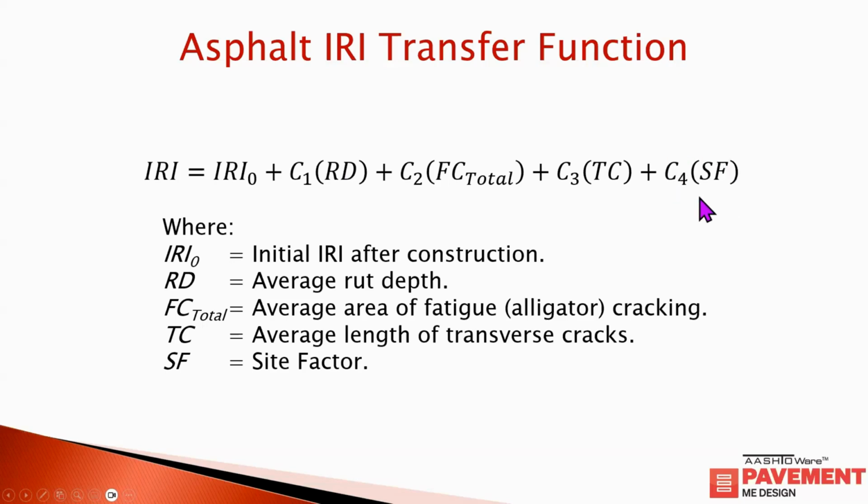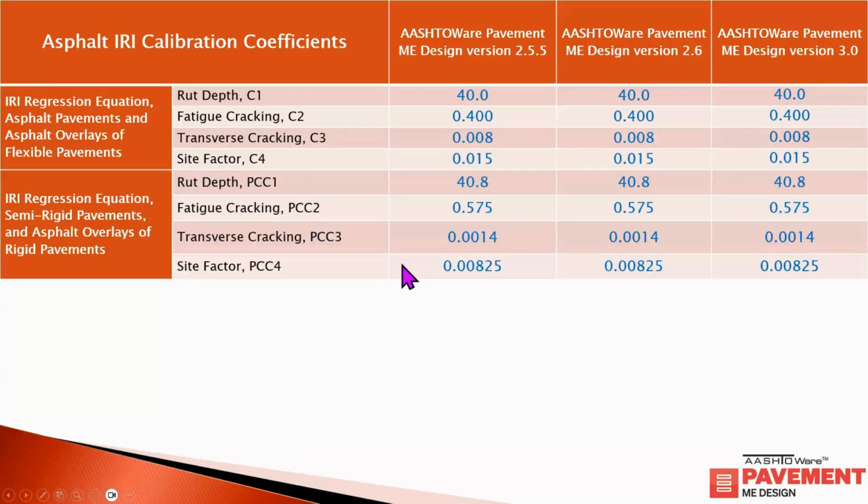Normally, if you're doing calibration, if you want to adjust something first, it's normally going to be the site factor to look at. And similar to the other flexible models, because it was globally calibrated with the 2.55 version and hasn't been done since, those coefficients are going to be the same for all three versions.